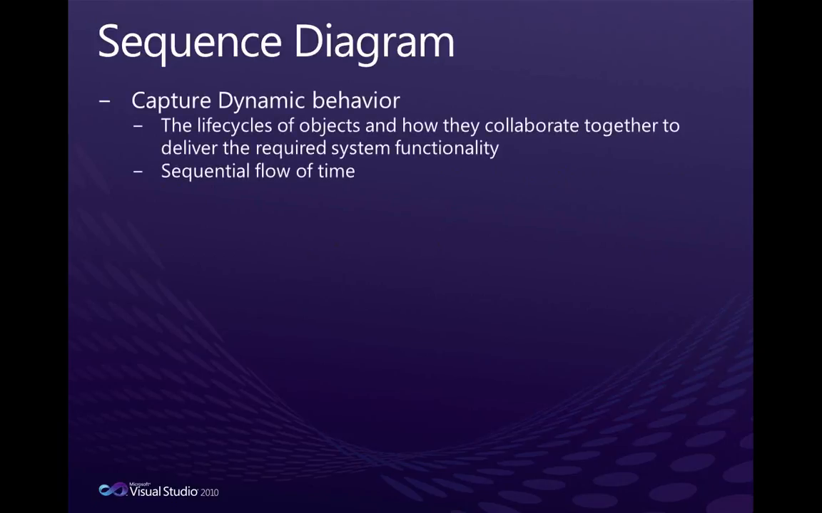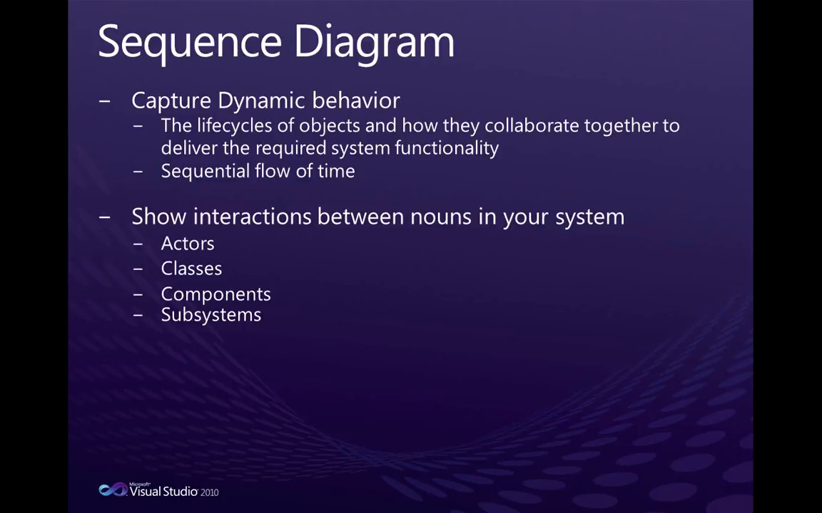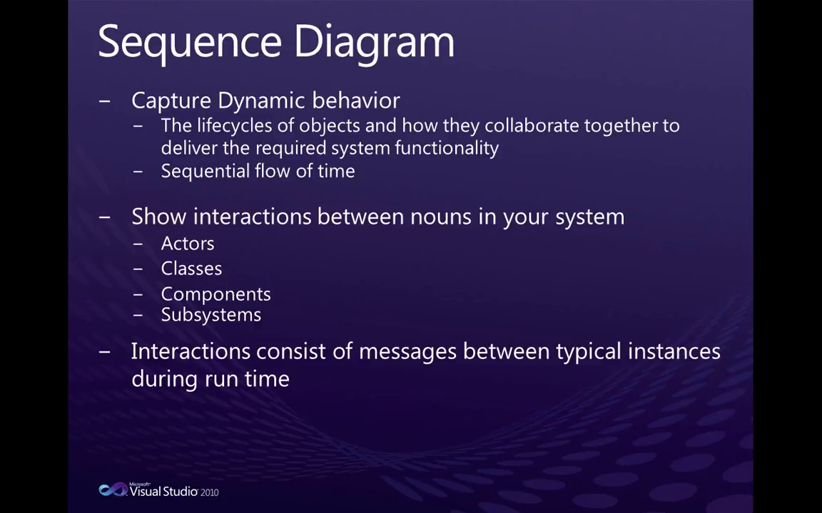It's used to capture dynamic behavior, that is, the life cycles of objects and how they collaborate together to deliver the required system functionality, and it shows sequential flow of time. Specifically, it shows interactions between nouns in your system. Those nouns can be actors, classes, components, or other subsystems. And these interactions consist of messages between typical instances of those objects during runtime.